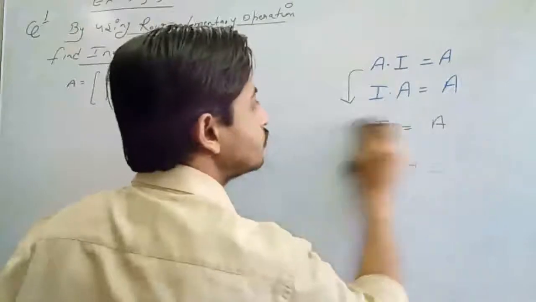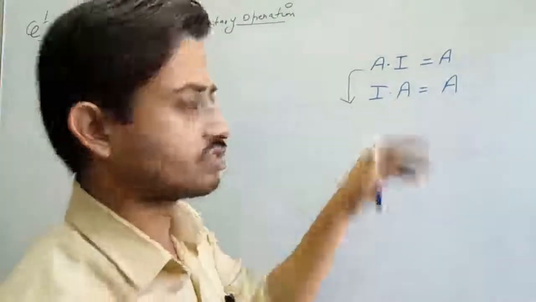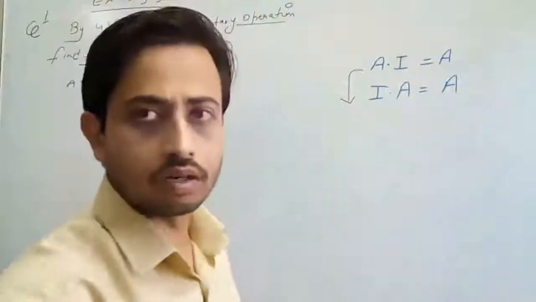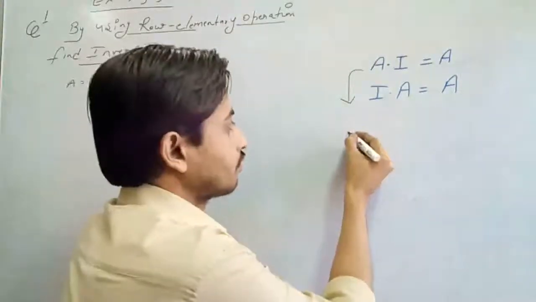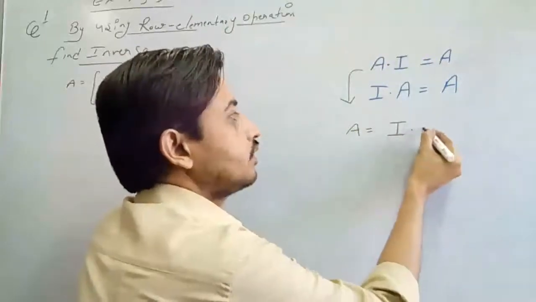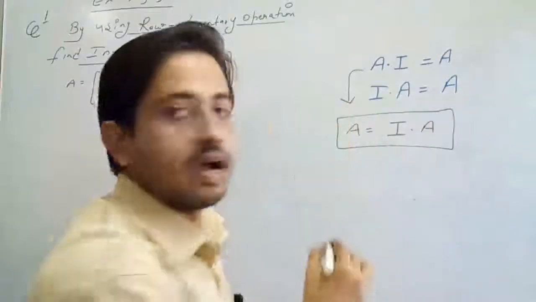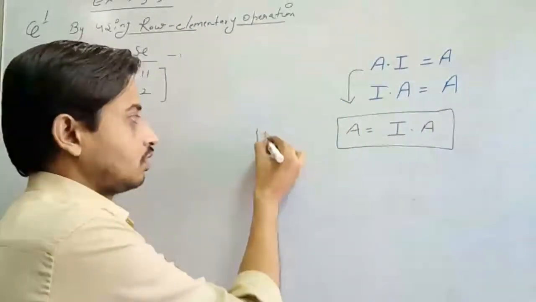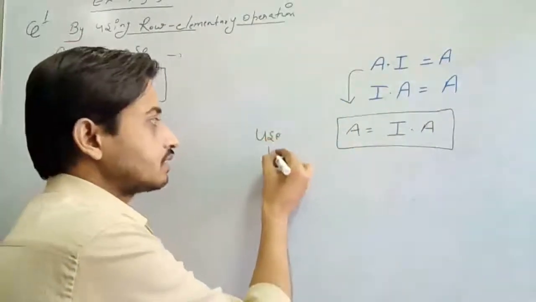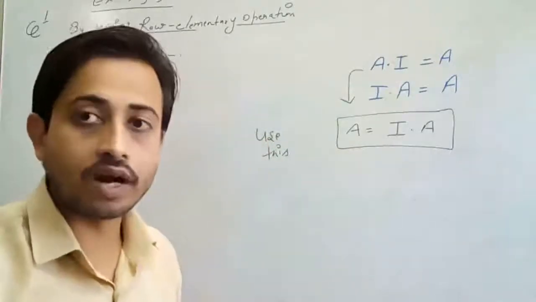I am erasing this portion so you don't have any confusion. I am using this concept very clearly, but changing the order: A is I into A. We have to use this concept, and we have to find the inverse.